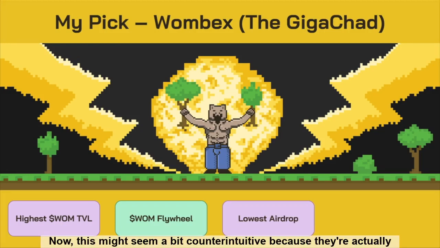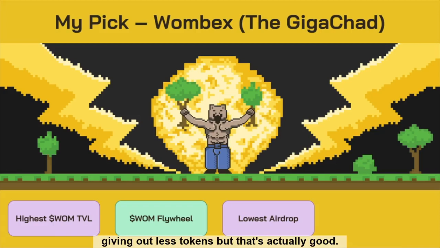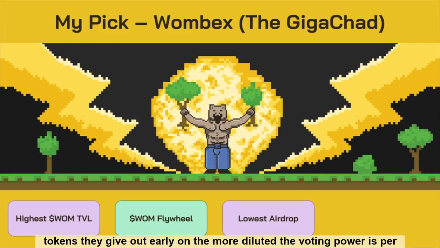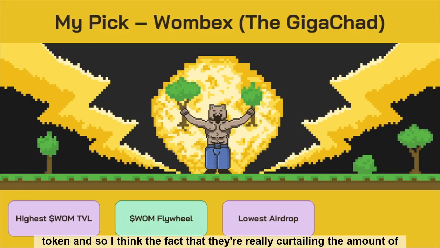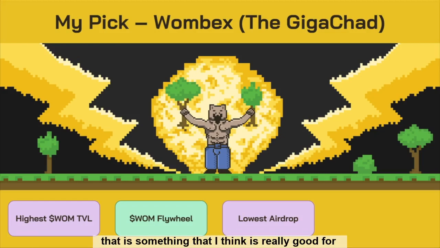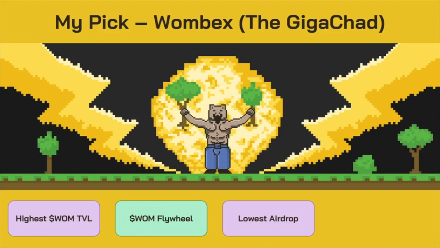Now, this might seem a bit counterintuitive because they're actually giving out less tokens, but that's actually good. If you really think about it, each token carries not only the yield or the market value of the token, but also the voting power that Wombex holds. So the more tokens they give out early on, the more diluted the voting power is per token. And so I think the fact that they're really curtailing how much tokens they give out is a sign of good token supply management, and that is something that I think is really good as a protocol.